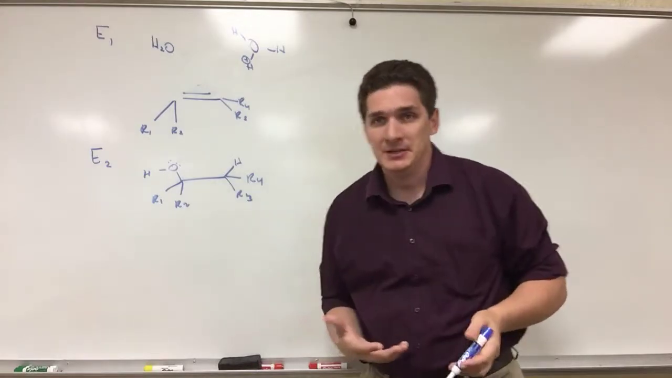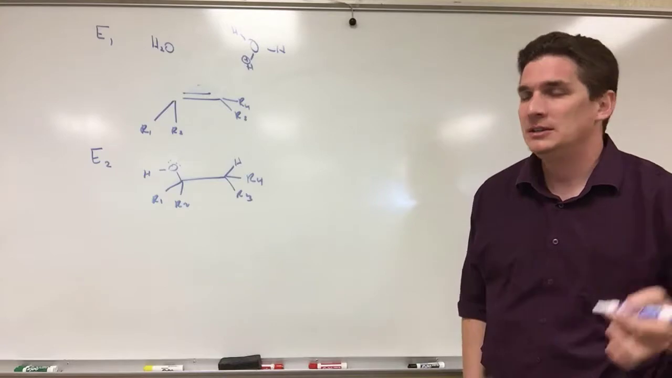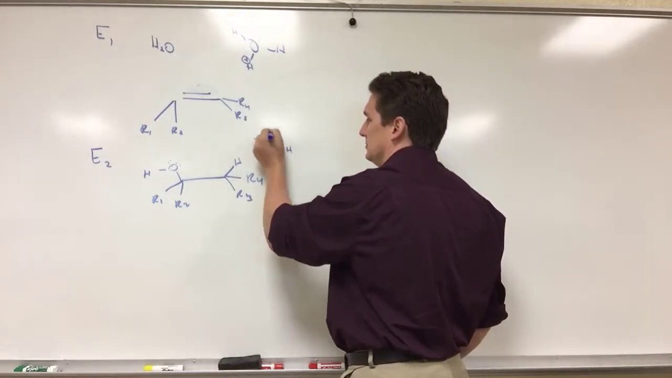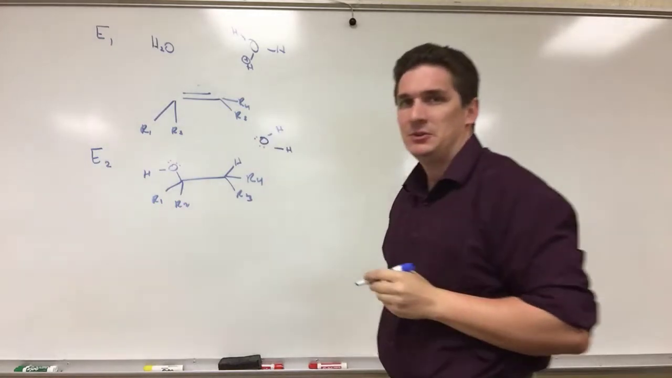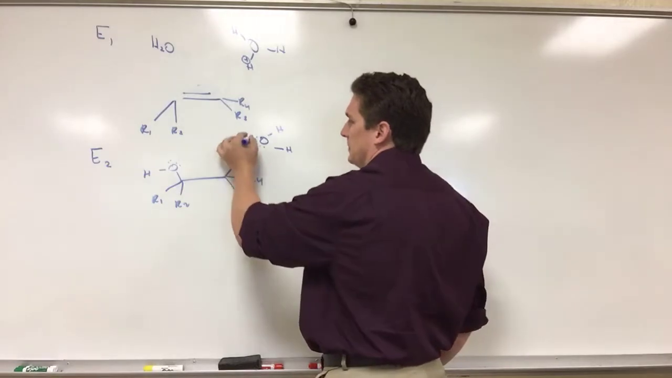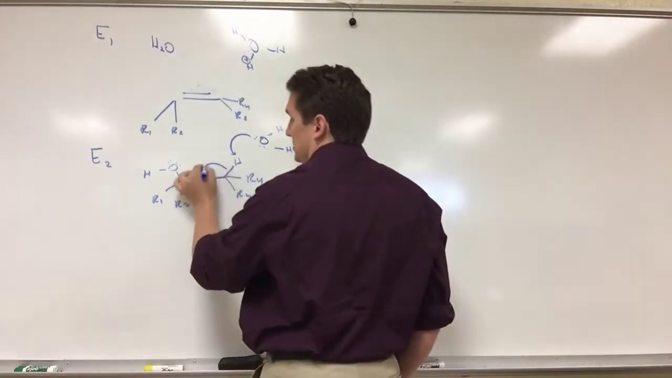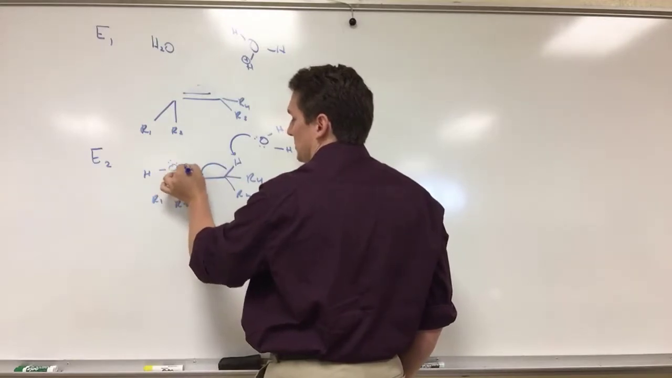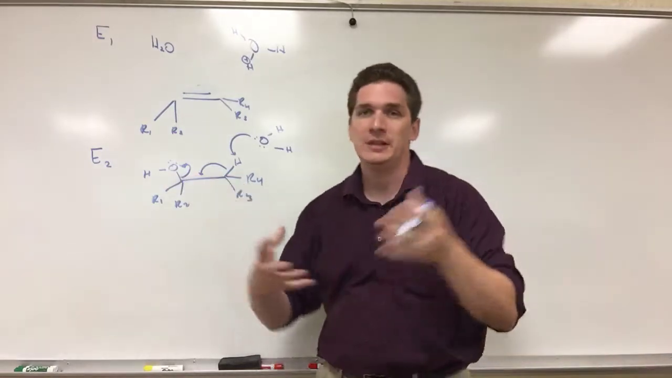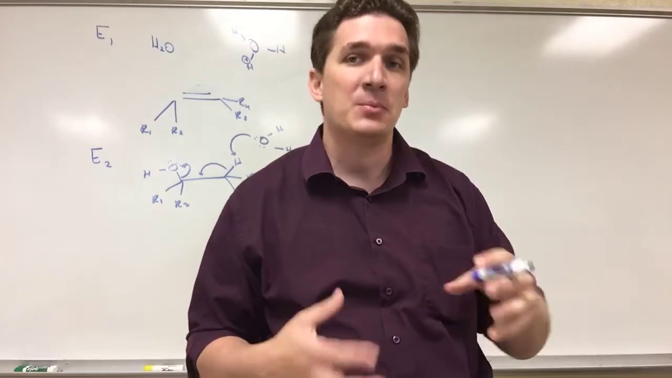How about an E2 mechanism? Well, for an E2 mechanism, we're relying on a concerted motion. So it gets a bit more complicated what's going on, but what we're going to do is attack the H here. H is going to form a bond. We're going to see the bond kick back up to the water. And in one fell swoop, we're going to create this double bond. So the E2 mechanism is used to explain dehydration of primary alcohol.